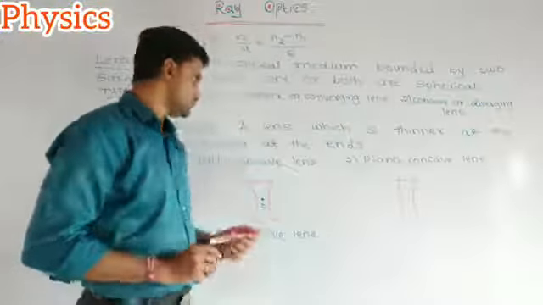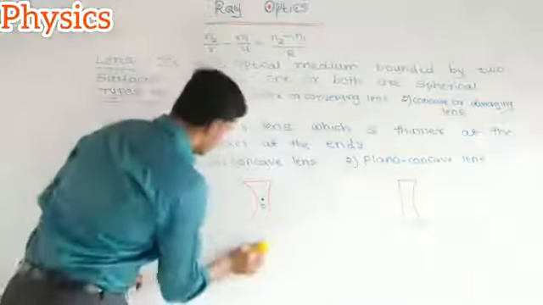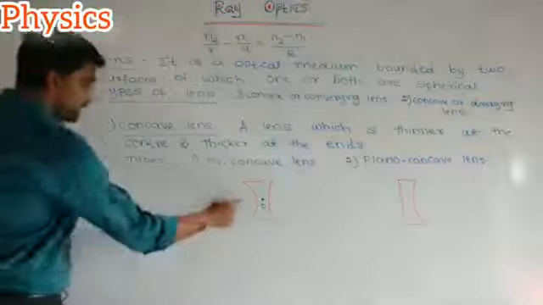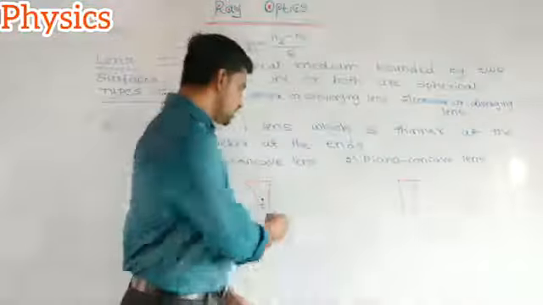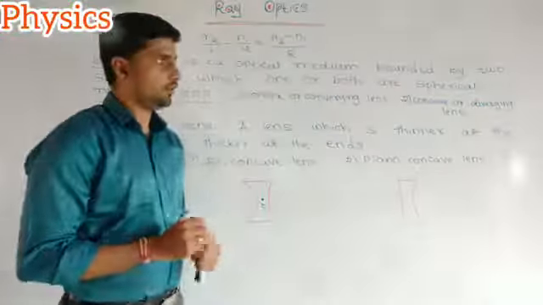Now let us see. Here I took a biconcave lens. Using this, I am going to tell why the concave lens is called a diverging lens.